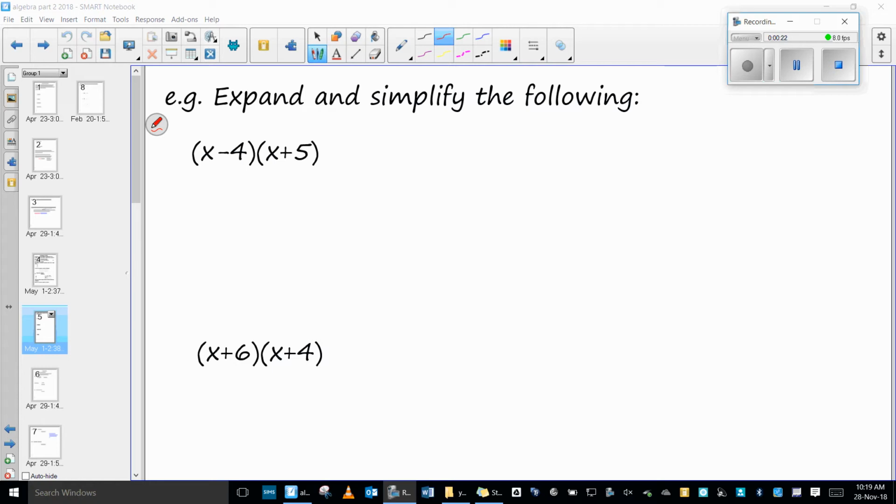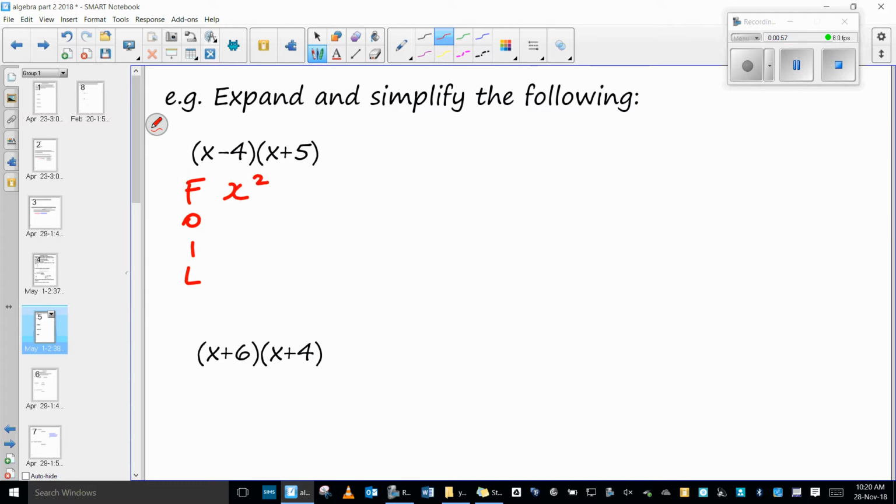Alright, so if I was doing FOIL, sometimes it helps to write FOIL, but you don't have to. If I did write FOIL, then F stands for what? Georgie? First. So we're looking at the two first terms of our brackets. And remember, what are we doing to those terms? Maya? Multiplying. Excellent. So x multiplied by x would give us, Maya, x squared. So we would write x squared here.